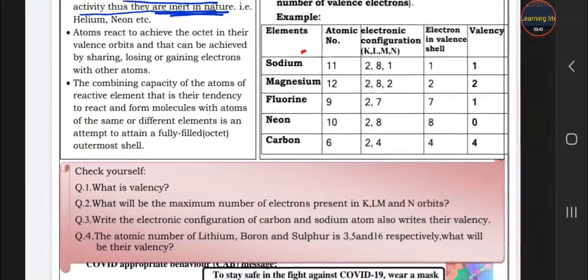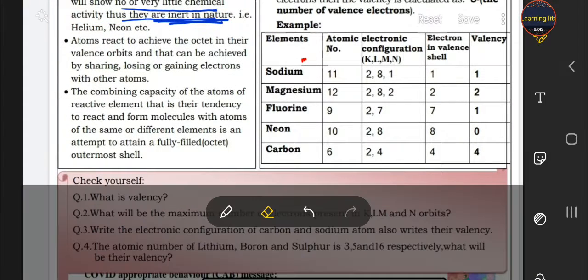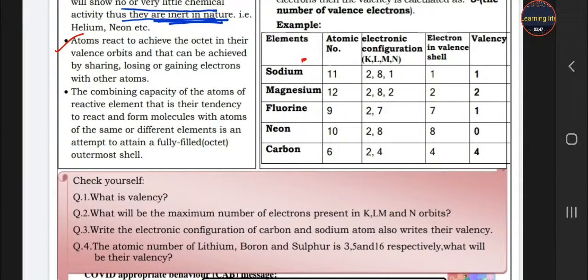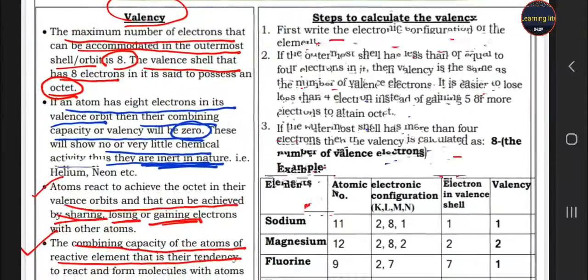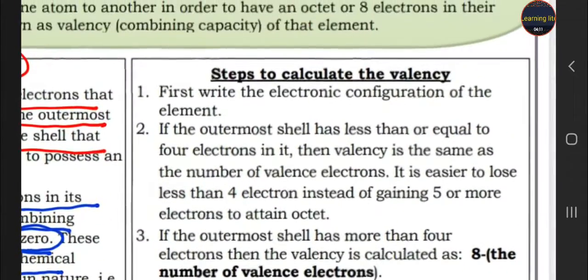Atoms react to achieve the octet in their valence orbit, which can be achieved by sharing, losing or gaining electrons. So some elements lose electrons and some elements gain electrons to complete their octet. And this combining capacity of the atom of the reactive element is known as the valency.